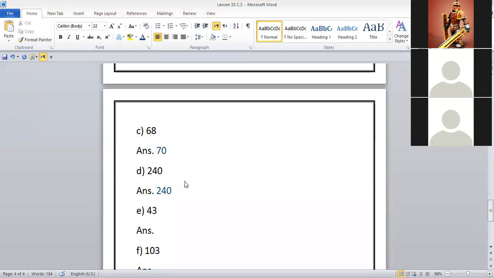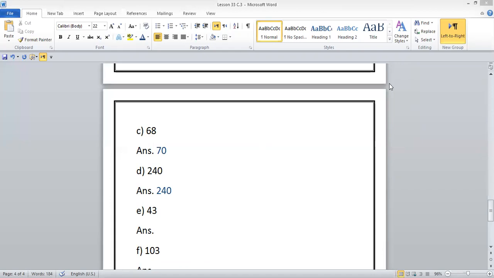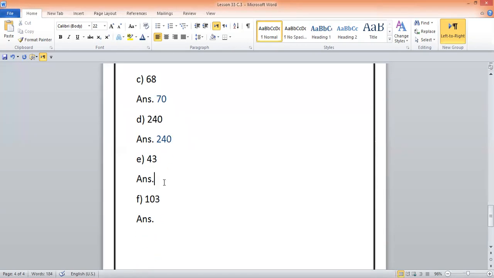Very good. If in the question you are given an amount which already has 0 in the ones place, it is already rounded off to the nearest 10. You don't need to round it off, write it exactly the same. When you round to the nearest 10, the ones place is always 0. So you can see 240 is already rounded off.